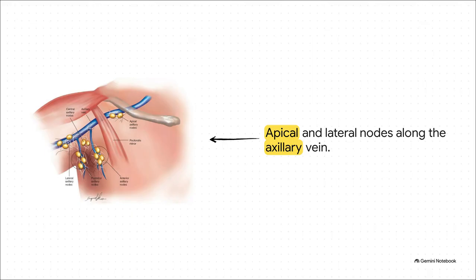Now, as we move laterally toward the underarm or the axilla, we have to precisely map out the axillary lymph nodes. Think of these as your surgical checkpoints. The lymphatic system naturally drains from the breast into these exact nodes, and surgically, they're categorized into 3 distinct levels based entirely on where they sit relative to the pectoralis minor muscle.